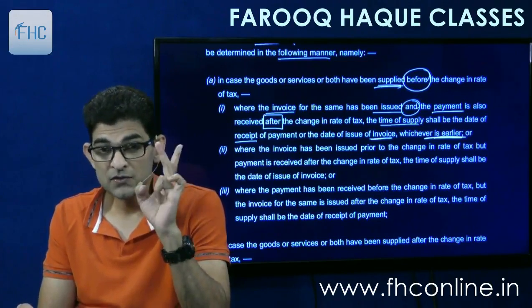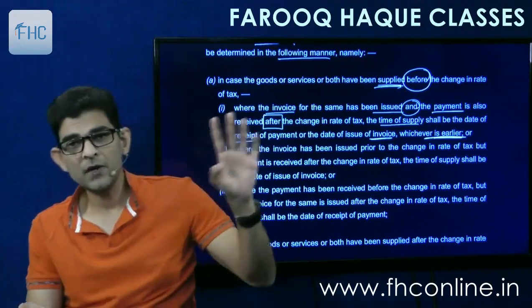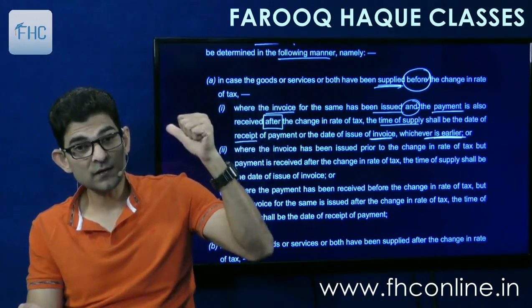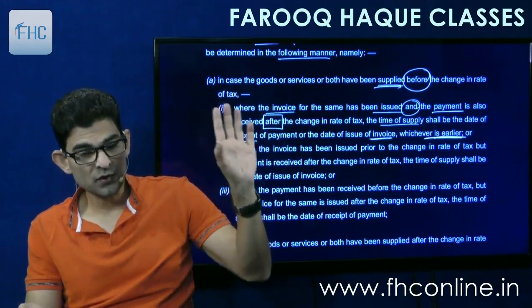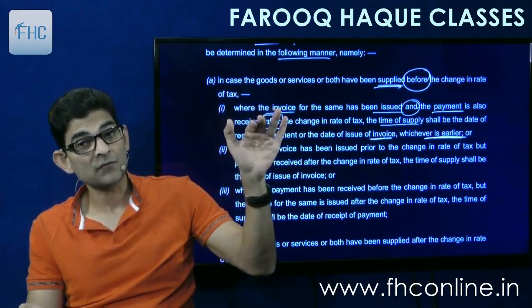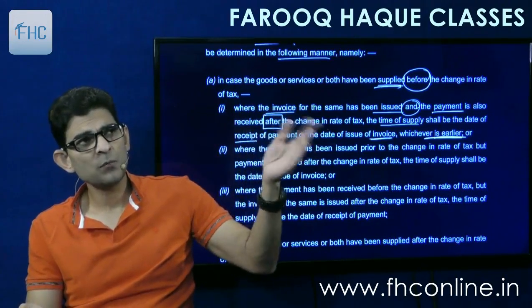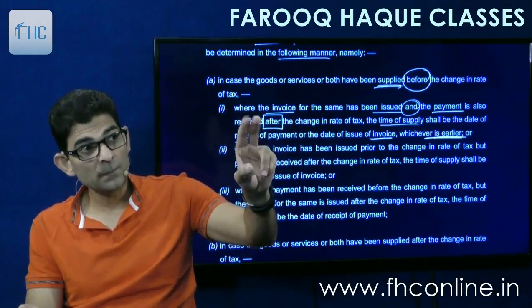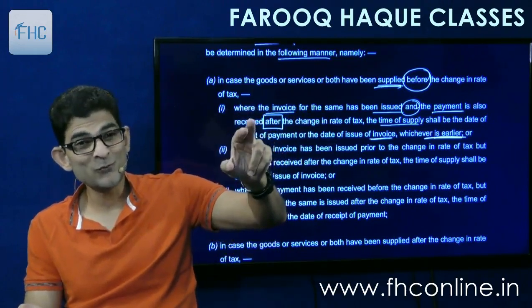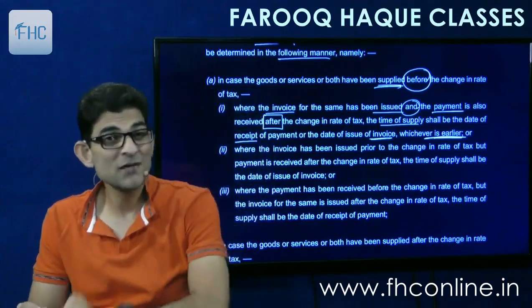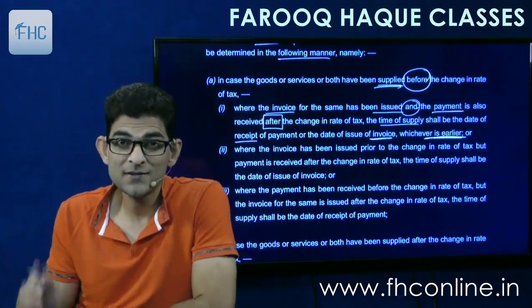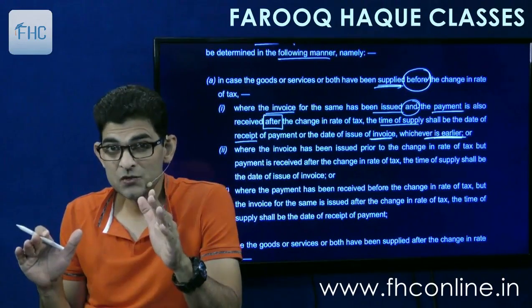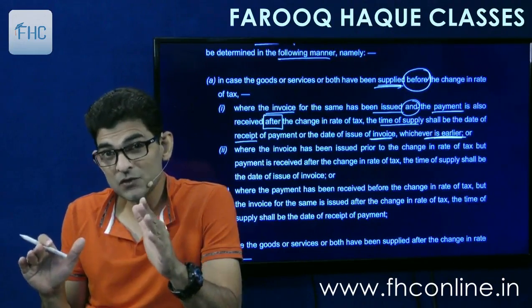But as you can see, now you have to read this very conceptually. We are not just deciding the time, we are actually deciding which rate to apply, the old one or the new one. So focus on these 2 points. Invoice after, receipt also after. So when both are after the change, time of supply will be earlier of the two, but that earlier of the two will also be after the date of change only, right? It is anyways going to be after the change. So as it is going to be after the change, the time of supply will be after the change.